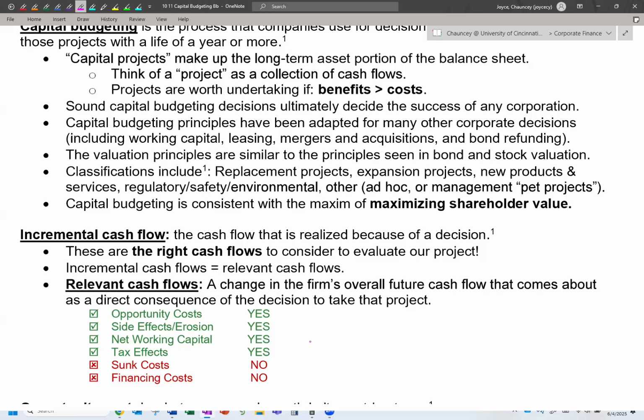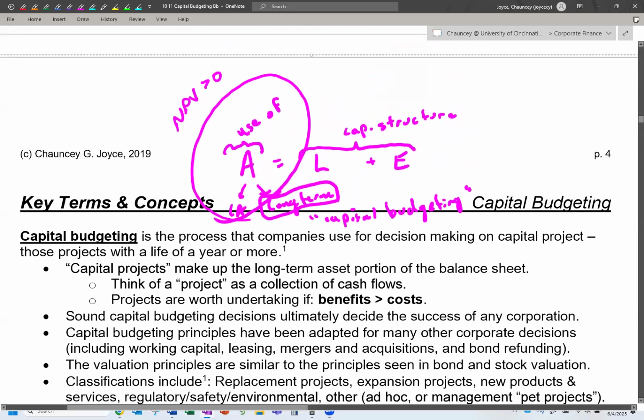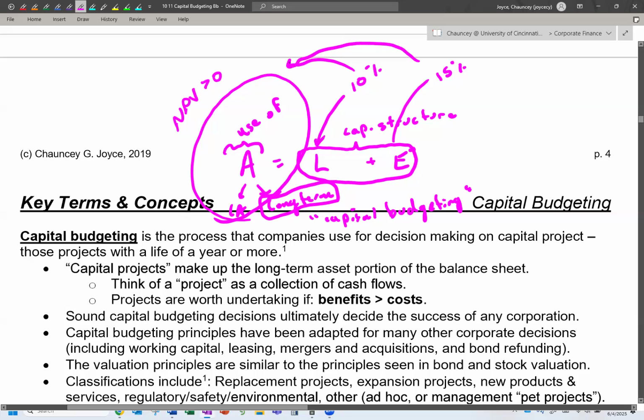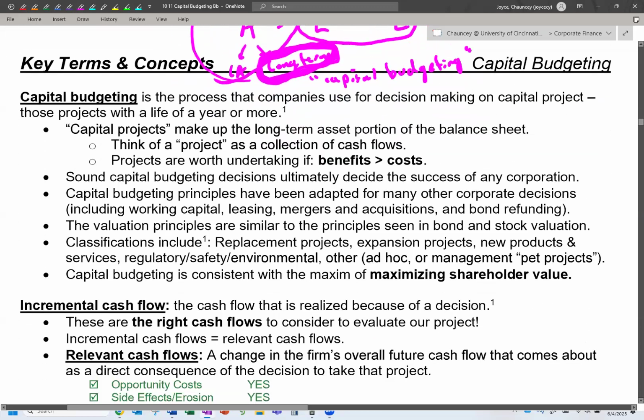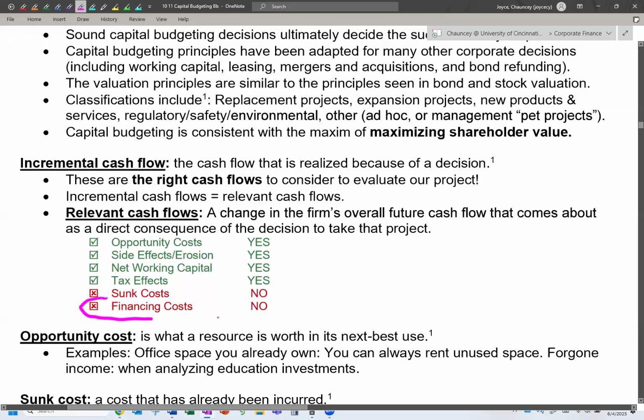Financing costs, also ignore those. So when we're talking about financing costs, think of the right-hand side of your balance sheet. Maybe you have to issue debt at a yield to maturity of 10% and your equity has a required return of 15%. We don't use these numbers when we are looking at capital budgeting. Rather, when we're investing in long-term assets, we evaluate how risky those ideas are. How risky are the cash flows that come about because of that capital budgeting project, not necessarily the source of the funding. So those two we would ignore, and those are financing costs. So we ignore financing costs.